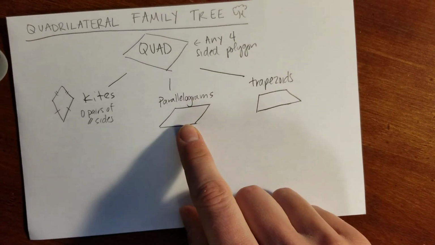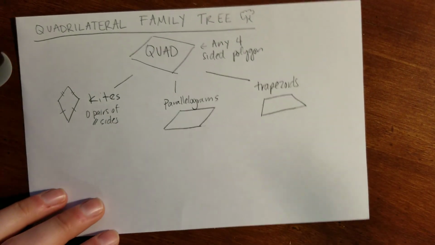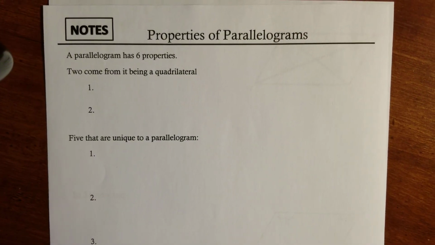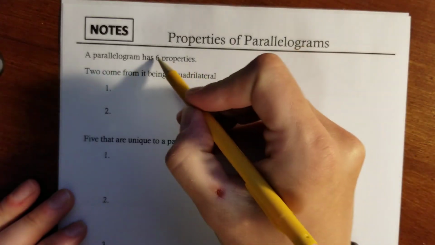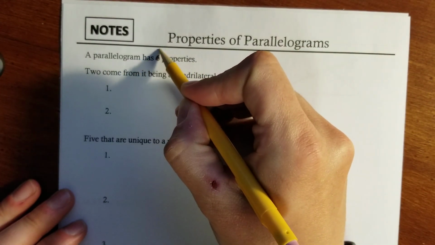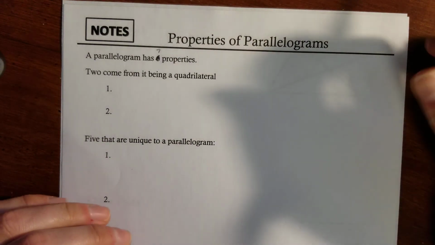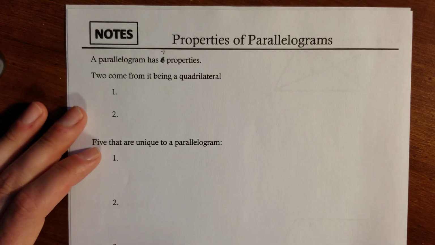But we are going to be talking in depth about parallelograms today. So if you get your notes out or get your note sheet in front of you, we're going to start talking about parallelograms. Parallelograms actually have, I needed to change this, 7 properties. Now 2 of those properties come from being a quadrilateral, and then it has 5 properties of its own that are specific just to parallelograms. So the 2 that come from it being a quadrilateral.